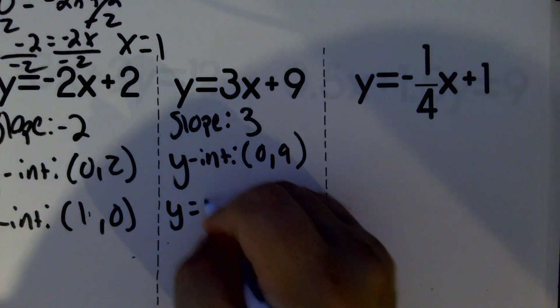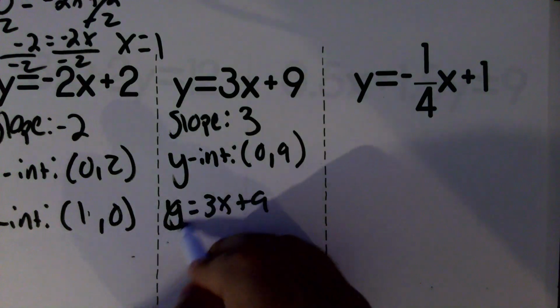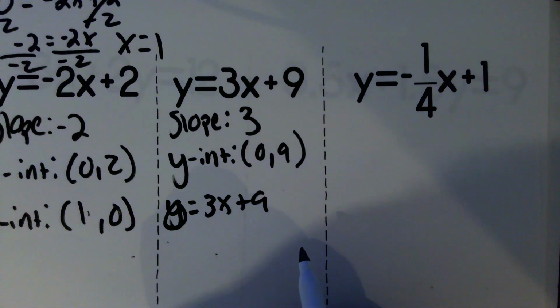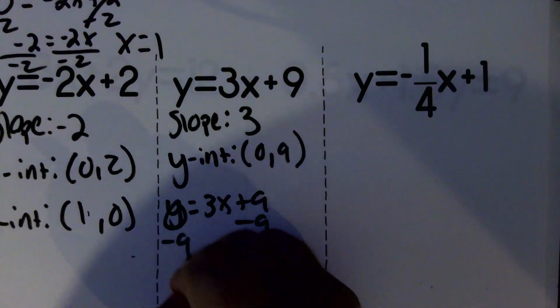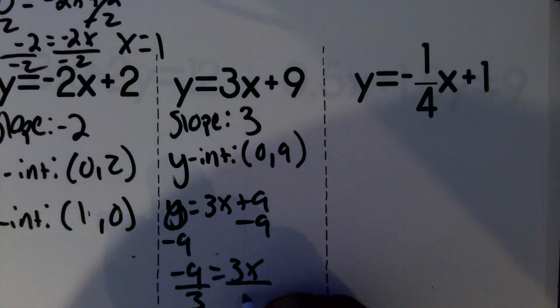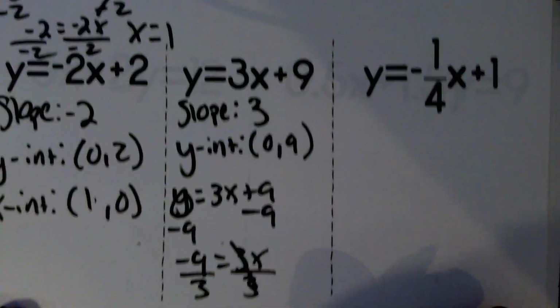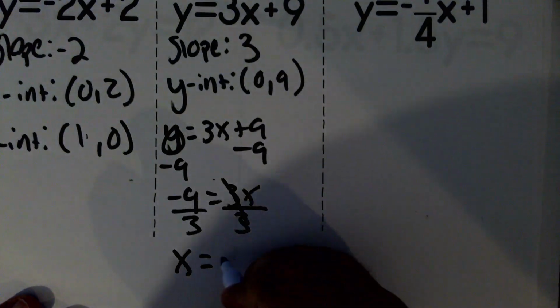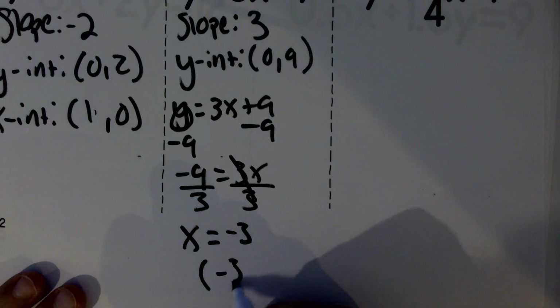All right, and I'm going to write this down here. I noticed we were kind of short on room last time. So I want 0 for y. To find the x-intercept, I need to subtract 9. Divide by 3. And my x-intercept is when y is 0, x is negative 3.